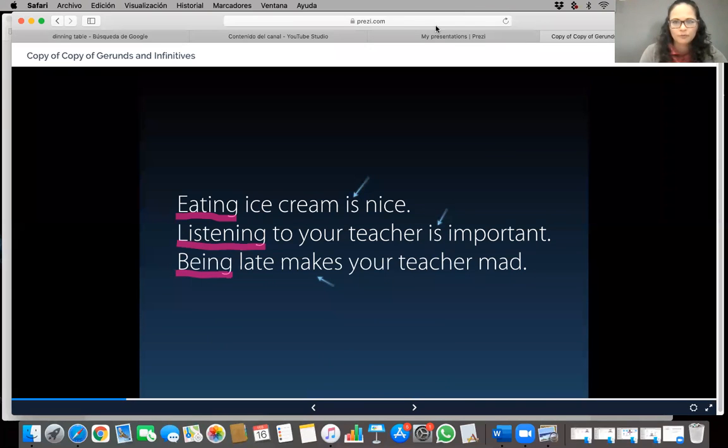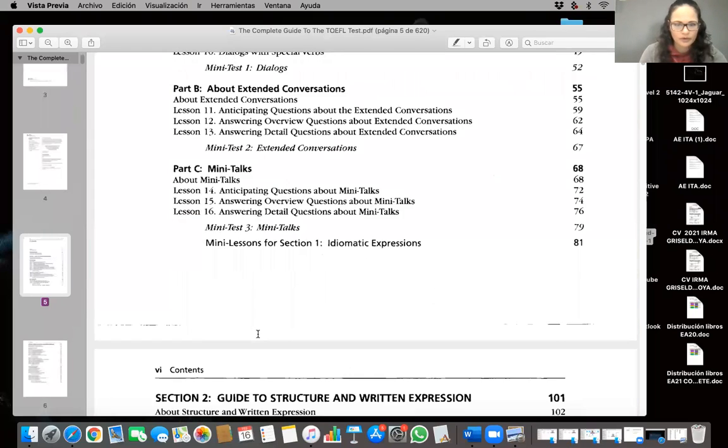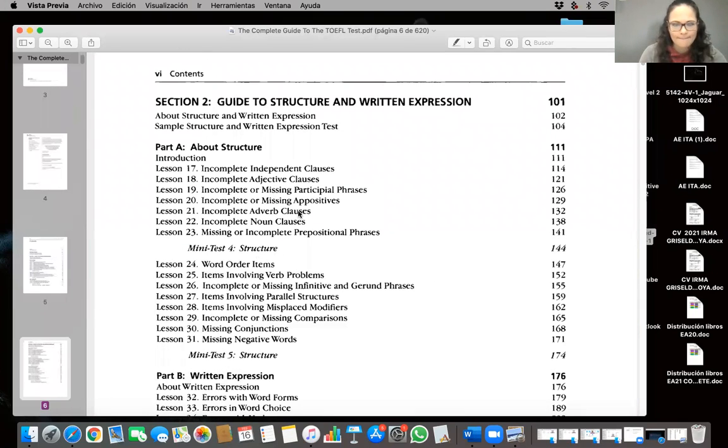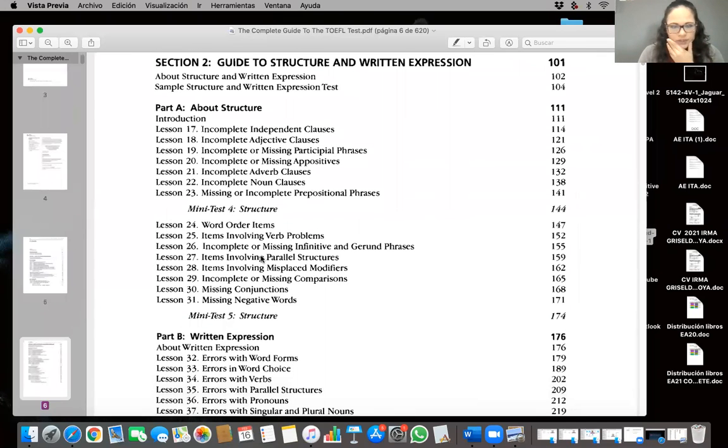So on the TOEFL book, this is what we're working with. I want you to see what we're working with right here. It says items involving verb problems and incomplete or missing infinitive and gerunds. This is what you did yesterday, okay? And this is what you're going to work on today. Items involving verb problems. This goes from page 152, okay? So you're supposed to work on page 152 to page 158.